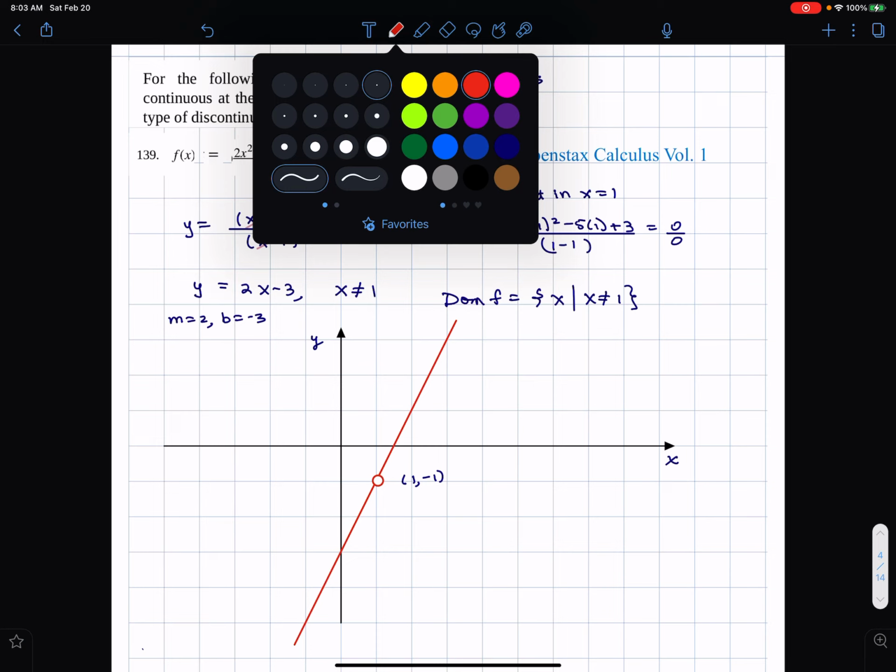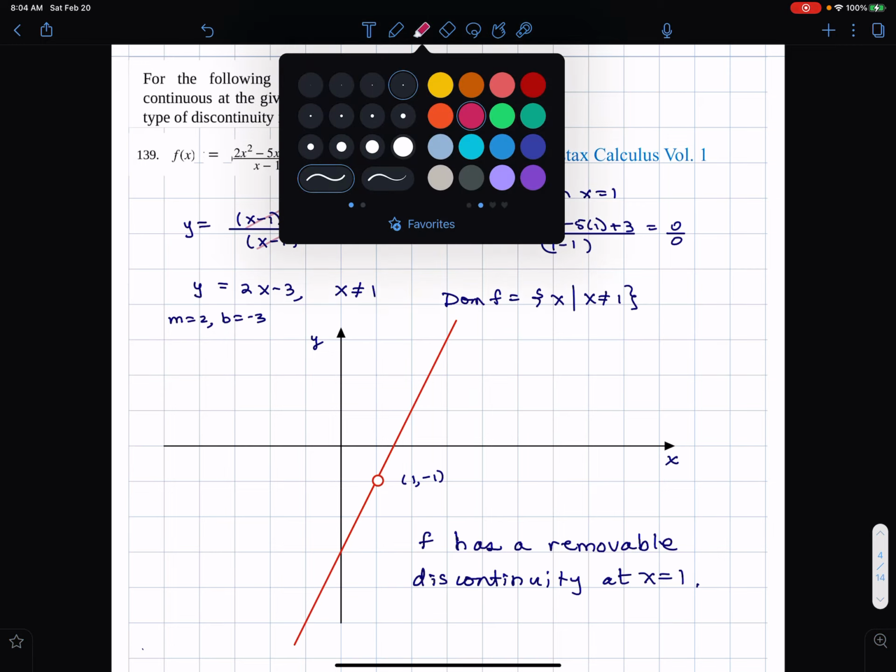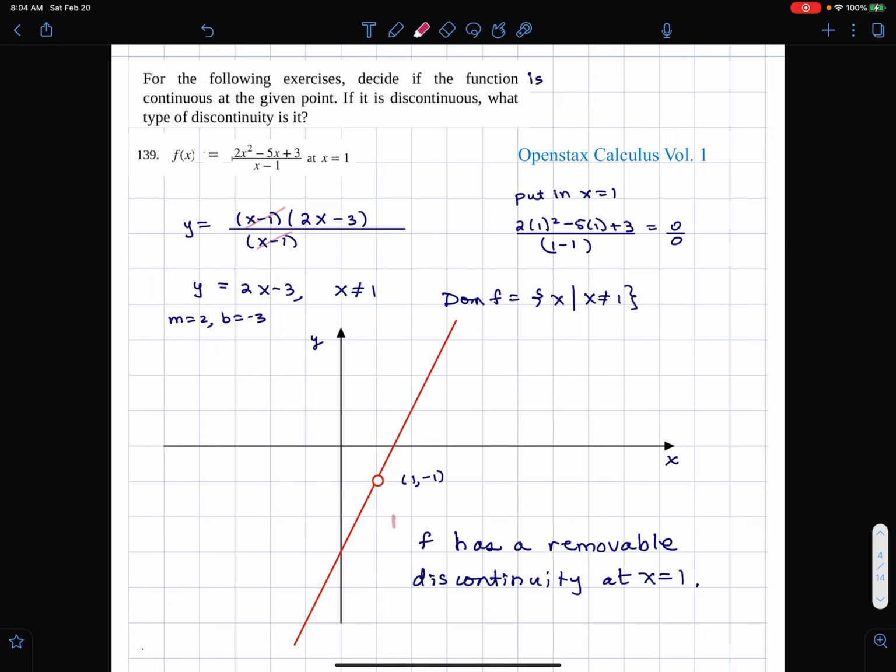Let's talk about that. Let me write down that statement and then talk about it a little bit more. So f has a removable discontinuity at x equals 1. For me, the removable discontinuity, if I sketch the graph, is that I look at the picture and I see that hole in the graph. So a removable discontinuity should be a place where the limit exists.